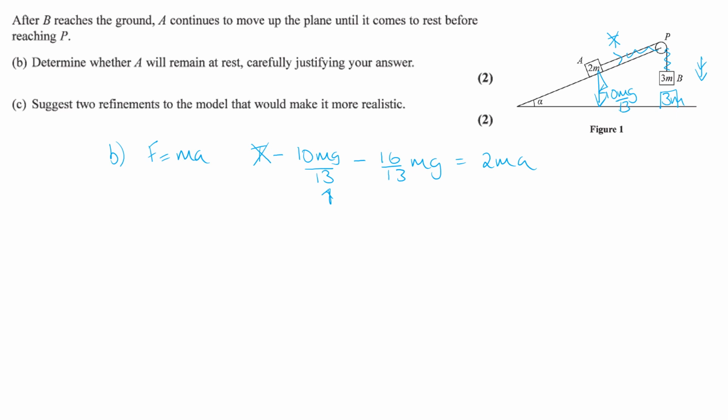But now, because that weight component will be trying to send it down, instead of friction opposing the motion going up, friction, the mu R, will go in the opposite direction to try and oppose that motion, the weight acting down. So because the 10mg over 13 is less than 16 over 13 mg, the weight is less than the friction, F max will not be reached, so A will remain at rest.